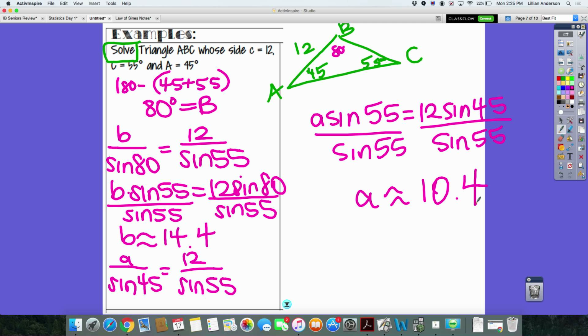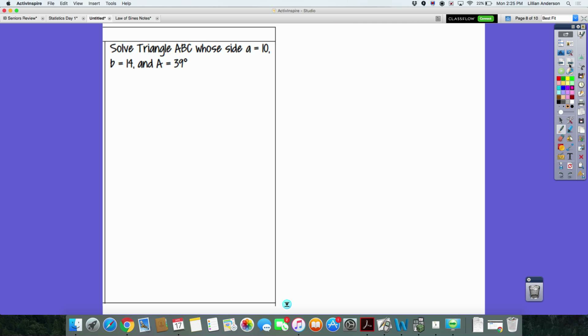Let's look at one where it's a side angle situation, like the next one. Okay? Let's draw a quick triangle out for this. Let's label our sides. Remember, 10 is going to go across from angle A. 14 is going to go across from angle B. And 39 is going to be angle A.